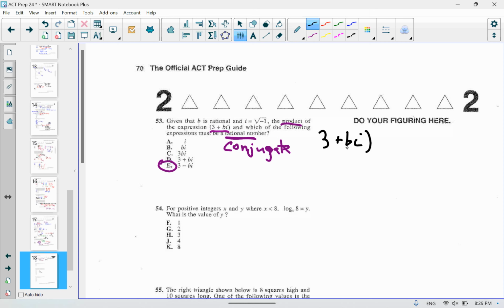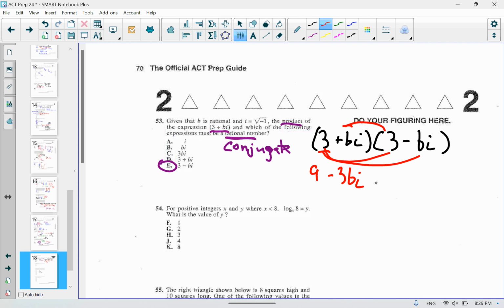3 plus bi, if I were to multiply that times 3 minus bi, and I was to FOIL it out, 3 times 3 is 9. I get minus 3bi. I would get plus 3bi, and I would get minus b squared i squared. The neat thing about this is my middle terms are equal and opposite and they cancel.